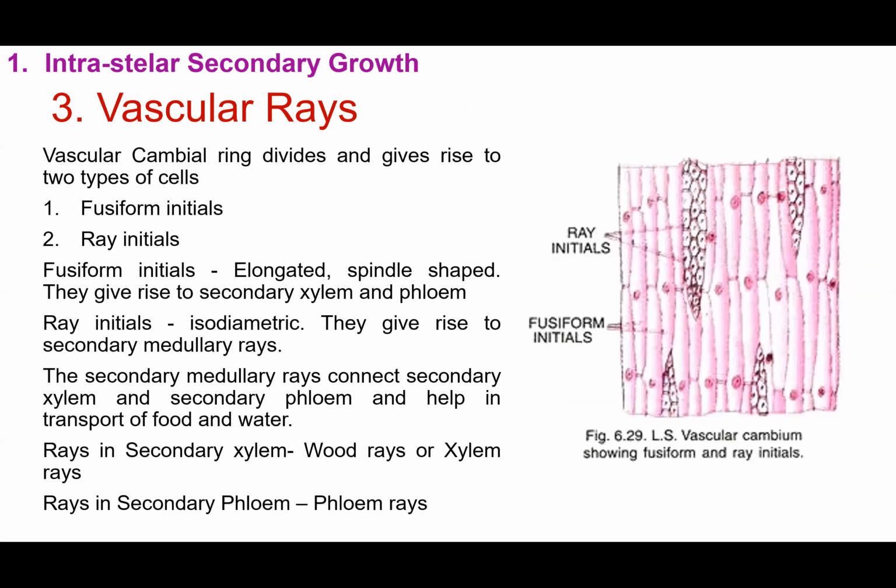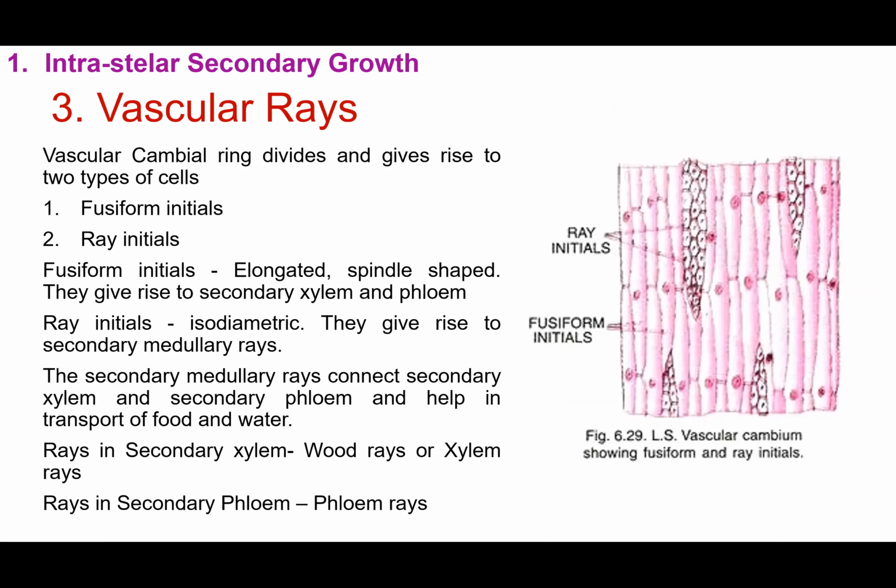So, apart from the secondary xylem and secondary phloem, there are some other cells which are formed from vascular cambium. We'll look at them in this third part. They are known as vascular rays. So, the vascular cambial ring, when it divides, actually gives rise to two types of cells. One is fusiform initials and one is ray initials.